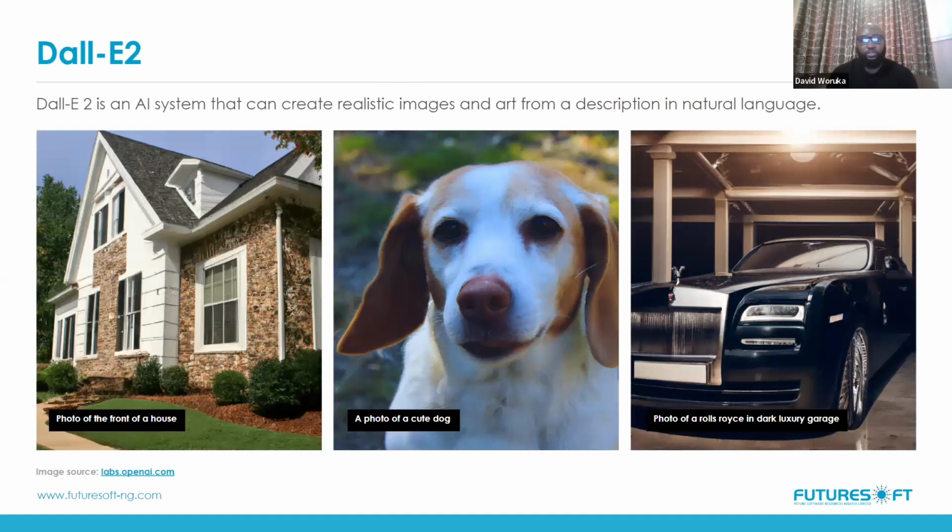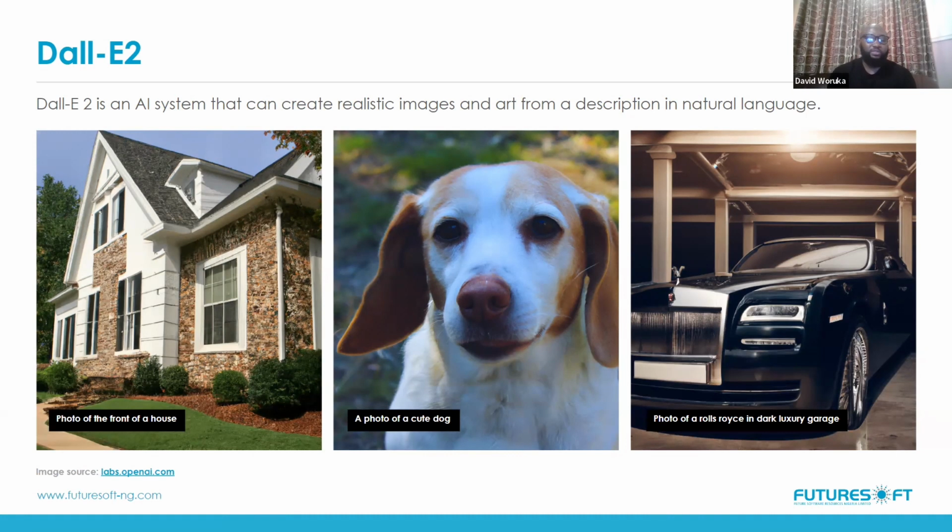DALL-E 2 is also owned by OpenAI, the same owners of ChatGPT, and it's a system that can create realistic images and art from a description in natural language. You've seen 3 images on my screen. All 3 images are actual photographs. They look very real. The photo of the house looks like a house in the countryside. You see the photo of a dog and the photo of a Rolls Royce. These were not images photographed by any photographer. These were not taken anywhere. You won't find these images the way you've seen them on my laptop anywhere else on the internet. These are images I own.